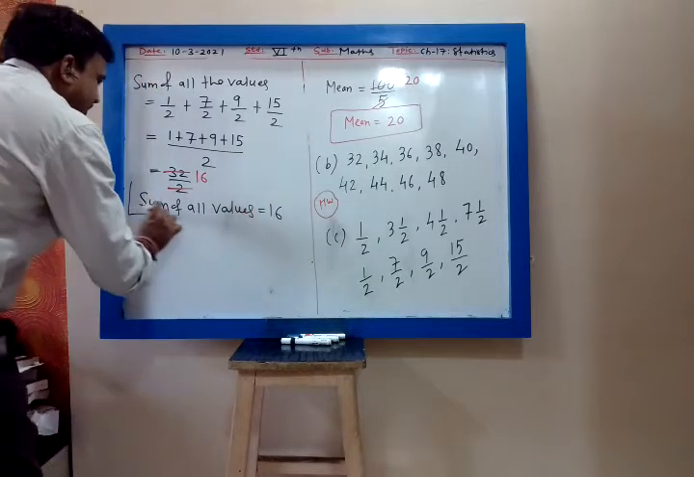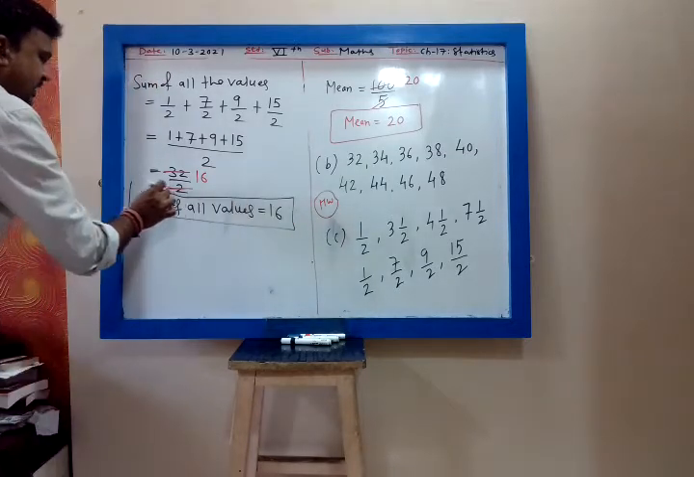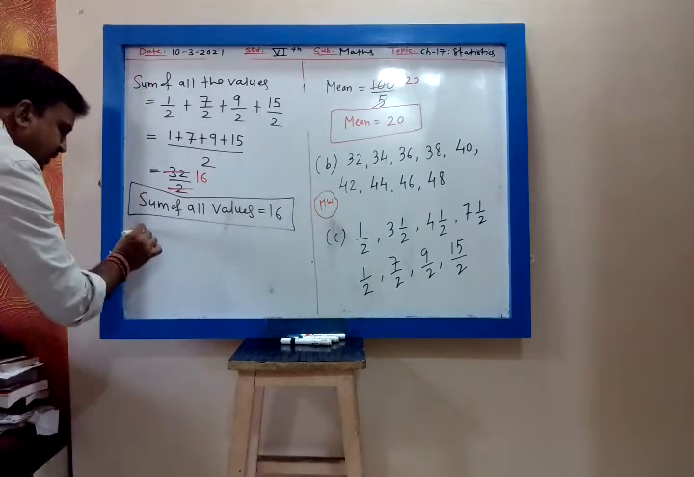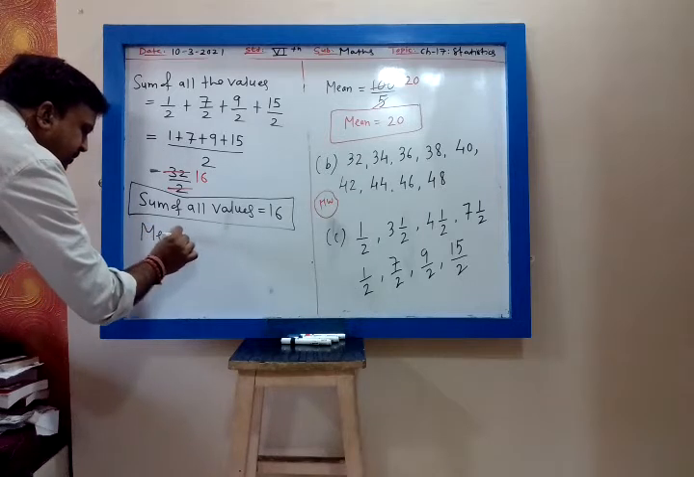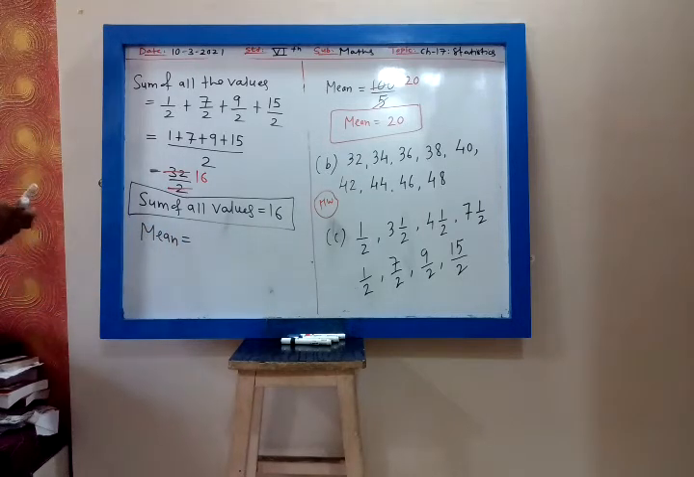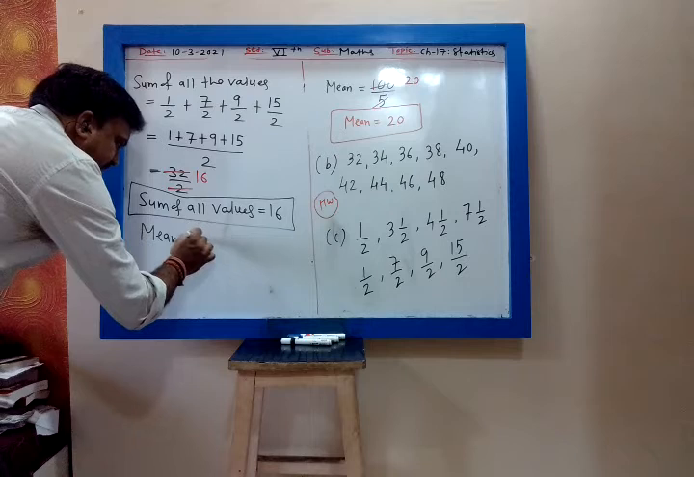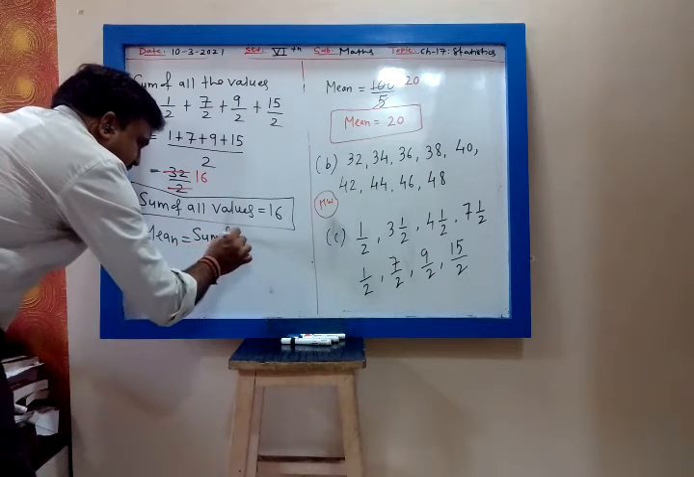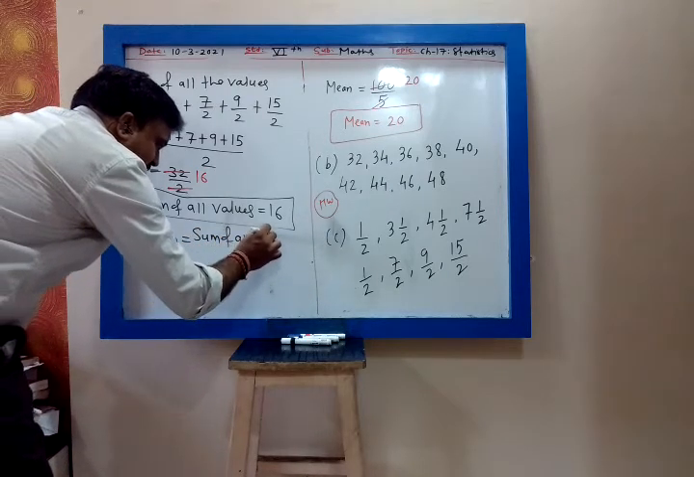Okay, we have calculated the sum of all the values. Now we calculate the mean. What is the formula for mean? B, you leave half a page. Mean is the sum of all values.